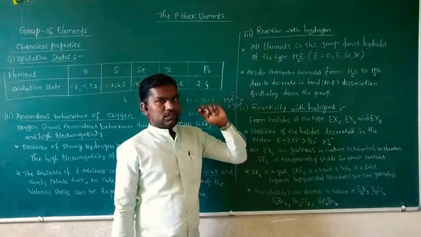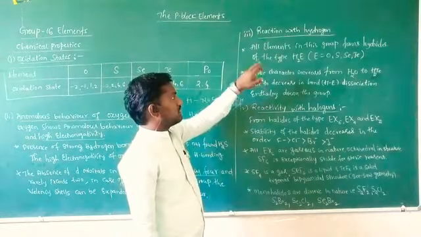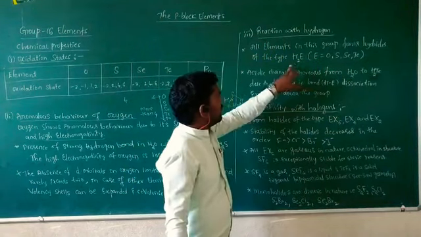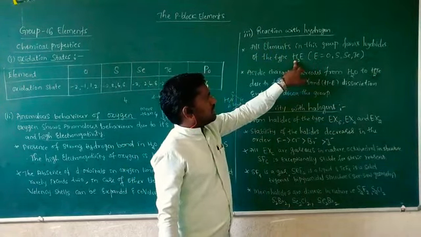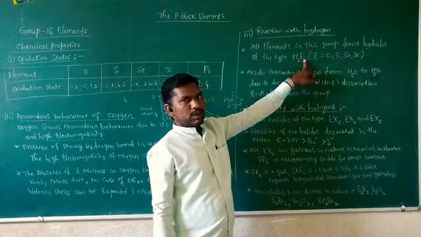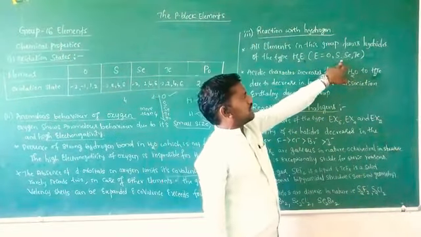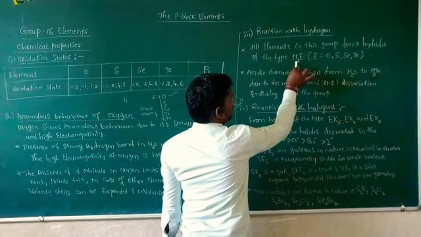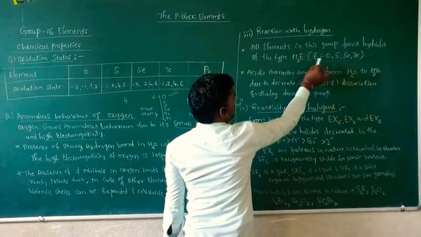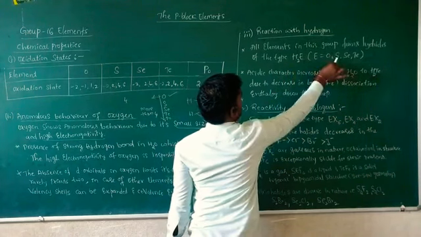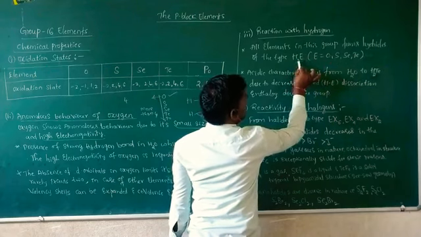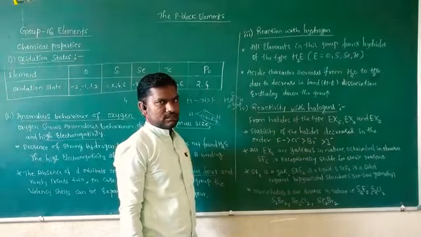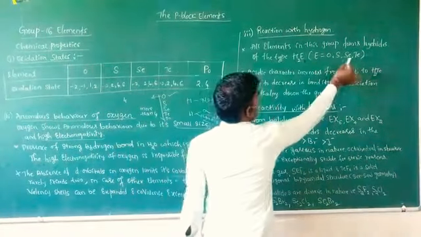Next, reaction with hydrogen. Group 16 elements react with hydrogen to form hydrides. Here hydrogen is a hydride and E is any element of group 16: oxygen, sulfur, selenium and tellurium. It forms H2E. If the element is oxygen, H2O. If the element is sulfur, H2S. If the element is selenium, H2Se. H2Te.